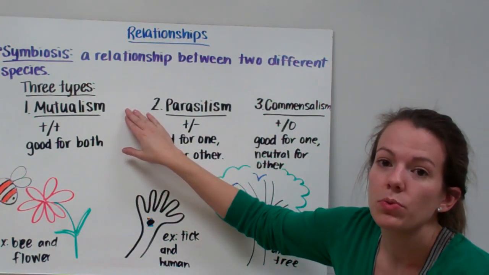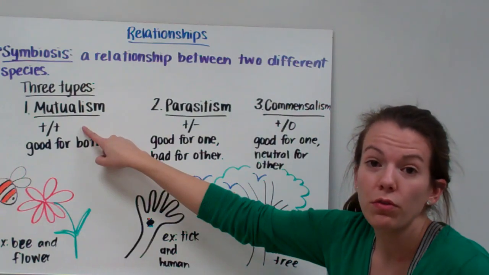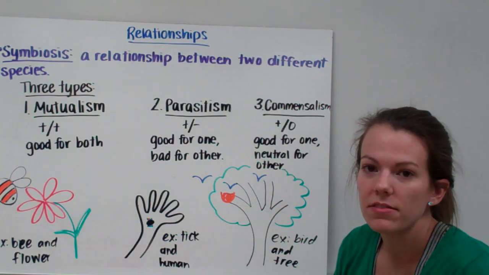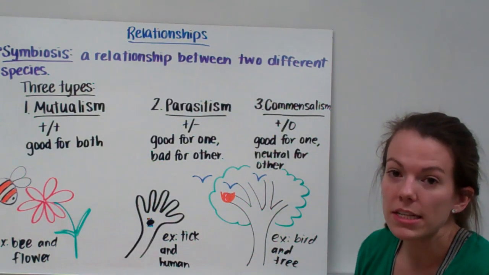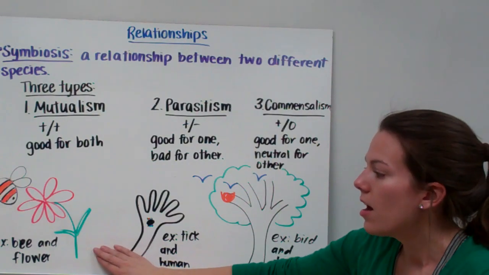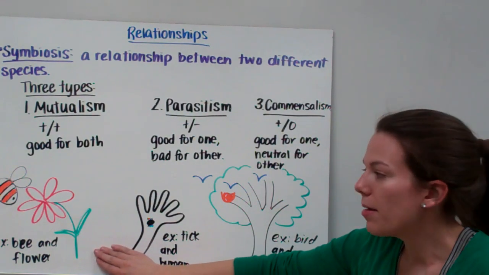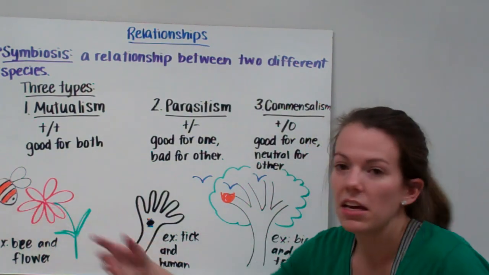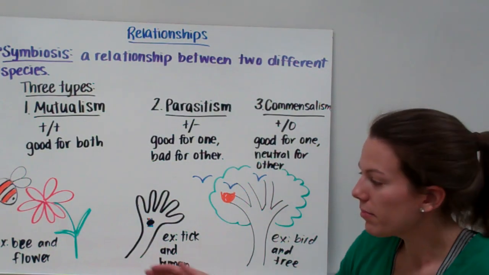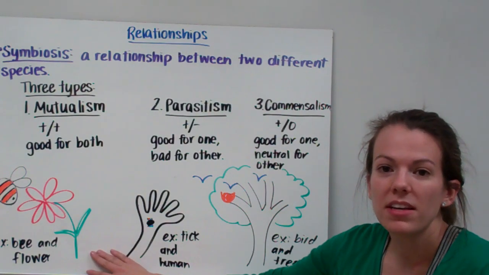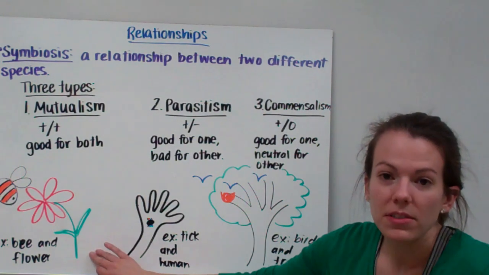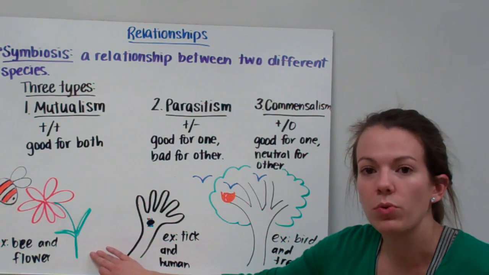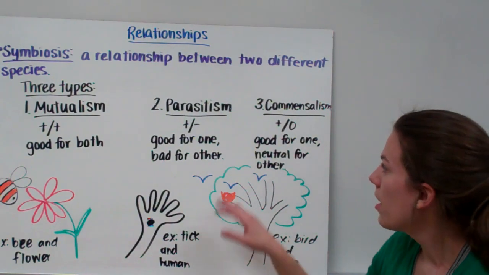Mutualism is a relationship between two species that's good for both. Okay, that's why I put two positives. It's good for both of the organisms. An example of this is a bee and a flower. You might say, well, what does the bee get from the relationship? In this relationship, the bee gets food. It gets pollen. And the flower benefits because it's pollinated by the bee. The bee helps it to reproduce. So that's beneficial to both organisms, and that's mutualism.